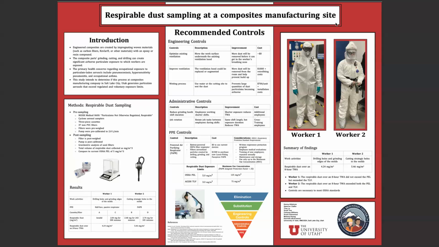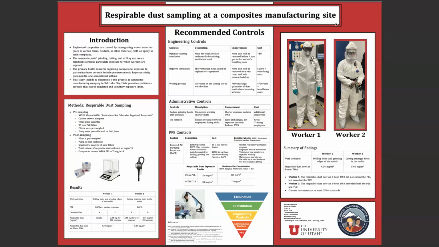We were able to put cyclones on each of 2 workers. The first worker primarily drilled holes and ground edges onto the molds, while the second worker was primarily cutting strategic holes into the molds. Each of the workers were wearing PPE. We decided to switch the cassettes halfway through because of high amounts of dust in the grinding booths. Those cassettes are represented by the letters A through D.